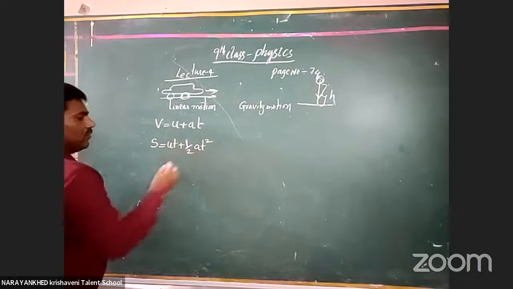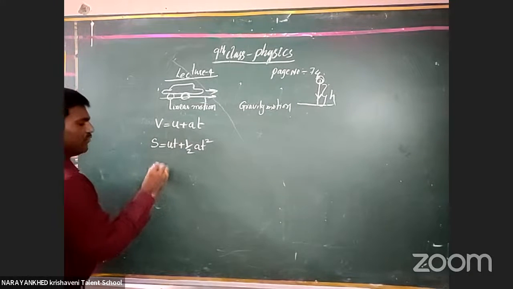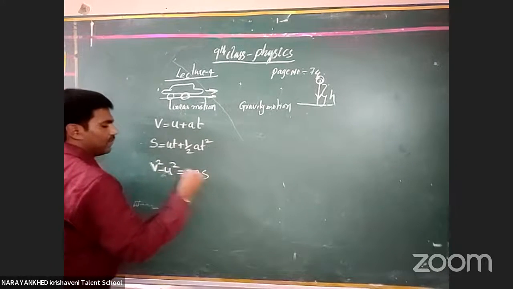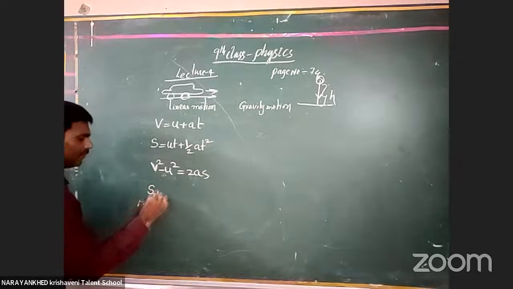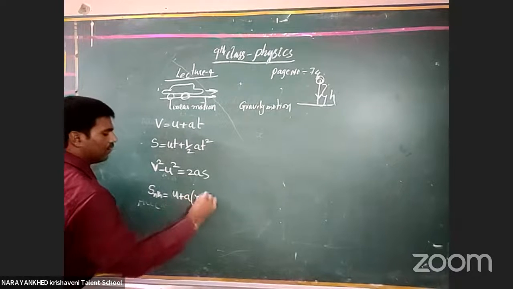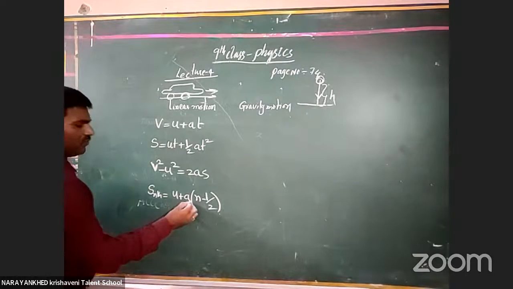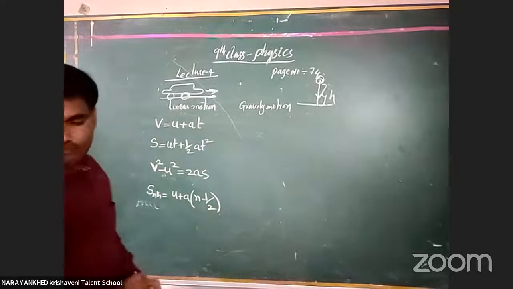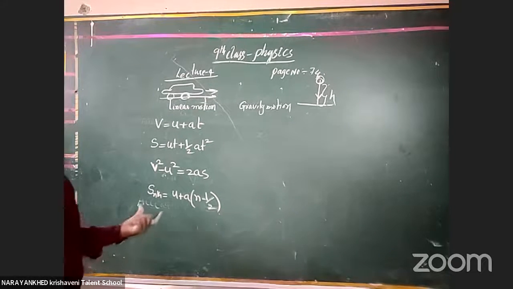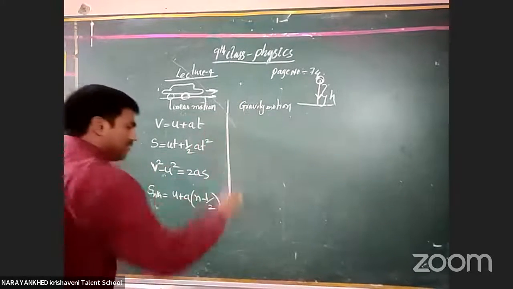Now, s is equal to ut plus half at square. And the next one is v square minus u square is equal to 2as. And s_n is equal to u plus a into (2n minus 1) by 2. This is the set of equations we have taken for s, and we already discussed it. This is all contained in our second lesson also.